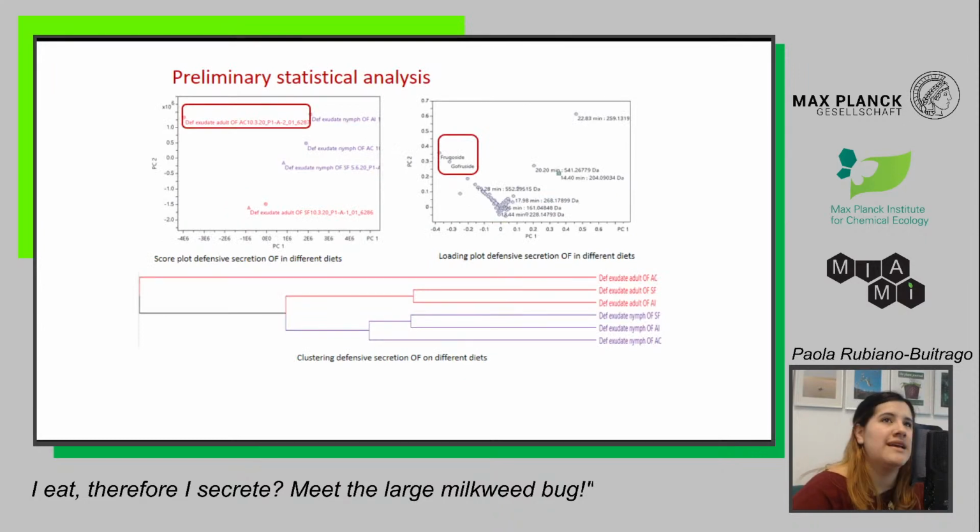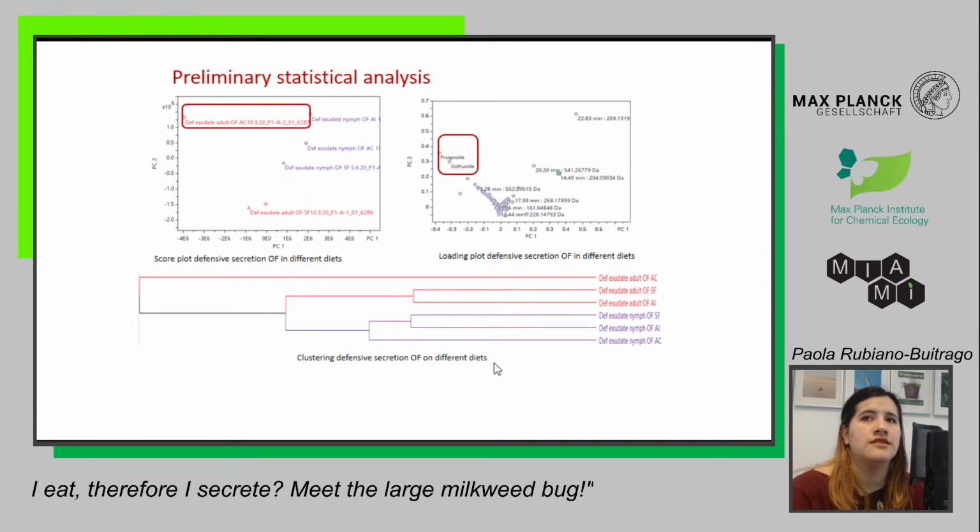Now, what I've been working on is a preliminary statistical analysis where I can try to understand how these defensive exudates correlate with each other, how they're different, how they are similar. And so far, what I can understand is that the defensive exudate of Oncopeltus raised on curassavica differentiates from all these other variations of life stages and diets because of the high amount of cardenolides that is there.